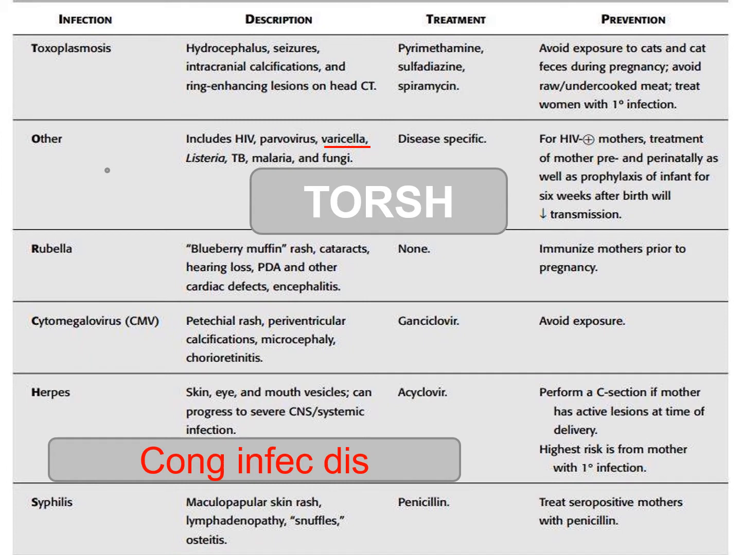First of all, we'll talk about congenital infectious diseases, the so-called TORCH. These are toxoplasmosis, other, rubella, cytomegalovirus, herpes, and syphilis. Toxoplasmosis, others include HIV, parvovirus, varicella, listeria, TB, malaria, and fungi. Rubella, cytomegalovirus, herpes, and syphilis. So varicella is one of these congenital infectious diseases.